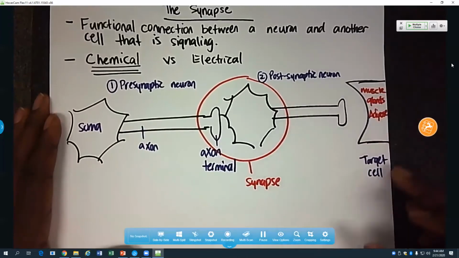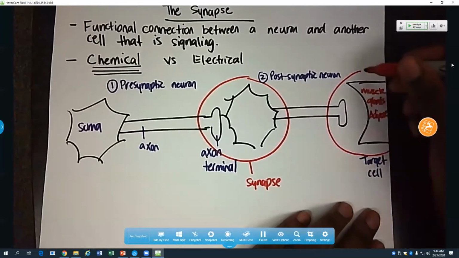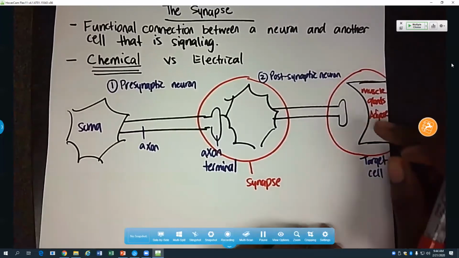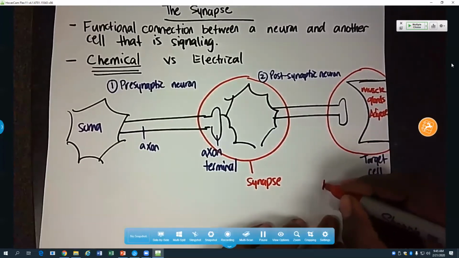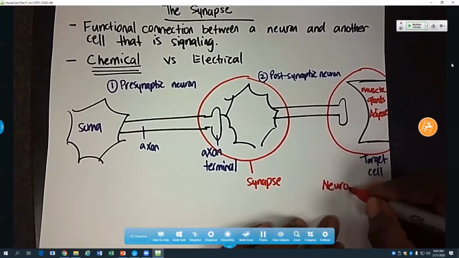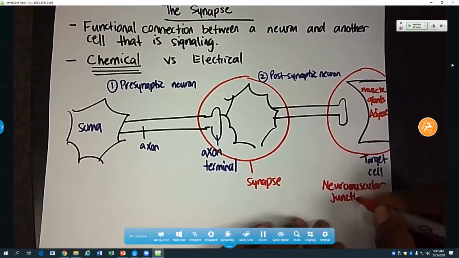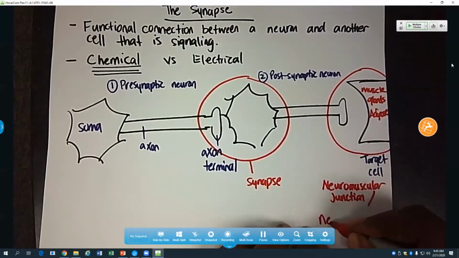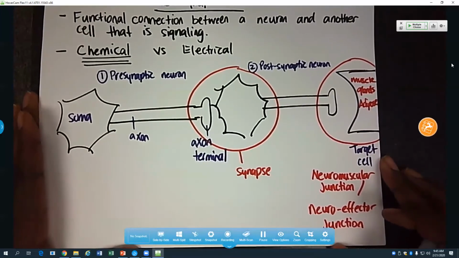And we'll get on to speak more about this part of the communication, but this junction here is usually named differently according to the type of tissue that it's targeting. So this can be either the neuromuscular junction or the neuroeffector junction. And again, we'll talk more details about that communication.